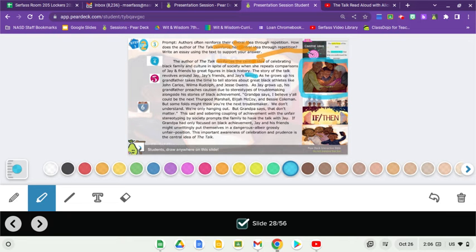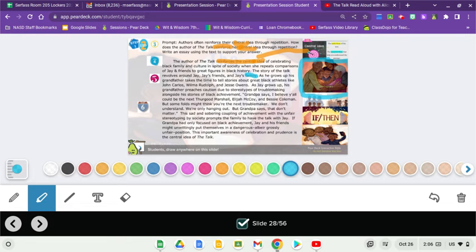As he grows up, his grandfather takes the time to tell stories. About what? He grows up in time to tell stories about great Black athletes like John Carlos, Wilma Rudolph, and Jesse Owens. As Jay grows up, his grandfather preaches caution due to stereotypes of troublemaking alongside his stories of Black achievement.